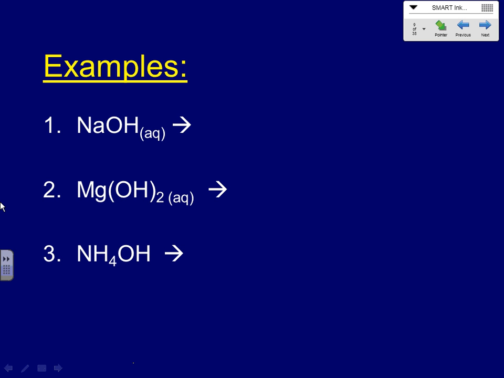A little bit of practice in terms of dissociating to produce OHs. You go ahead and dissociate those. We're just breaking them apart into their ions.